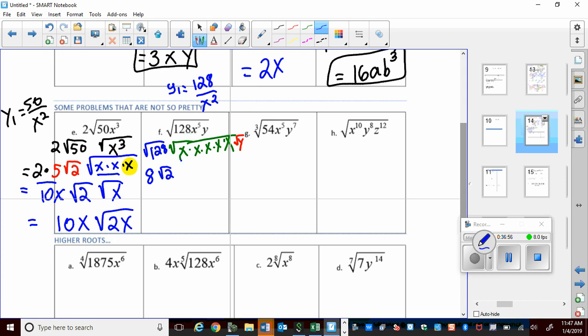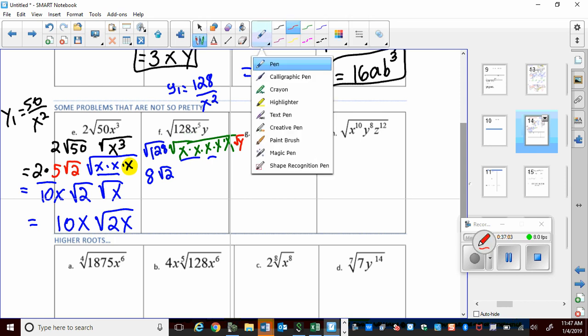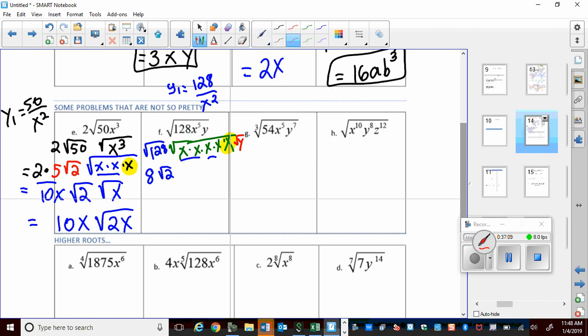Now, my pairs of x's, I have 2 pairs, and then I have one lone x value. So I'm going to have x squared square root of x and then times the square root of y. So things that are going inside of the radical: this is going inside, this is, and this is. That means I'm going to push that 8 and x squared together. This equals 8x squared square root of 2xy. Okay?